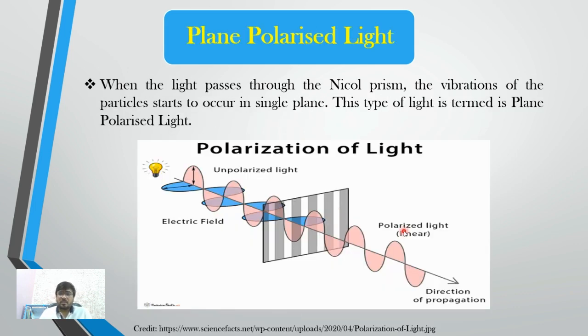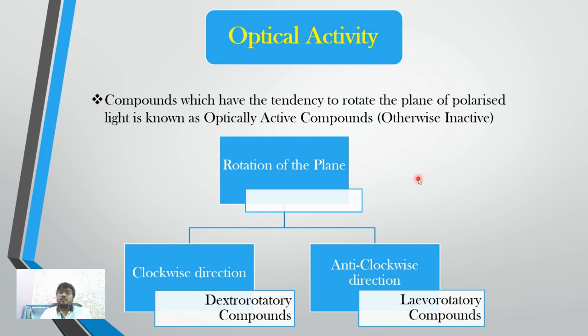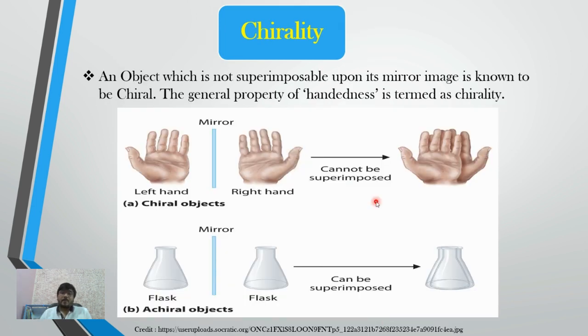Why is it useful? Because compounds have the tendency to deviate this plane into different directions. There are two types of compounds: chiral compounds and achiral compounds. Chiral compounds have the ability to deviate the plane to a clockwise direction or an anti-clockwise direction. The compounds which do not have this ability are known as optically inactive compounds. So rotation is of two types: clockwise and anti-clockwise. The compounds which shift this plane in a clockwise direction are known as dextrorotatory compounds, and the other ones are known as levorotatory compounds.